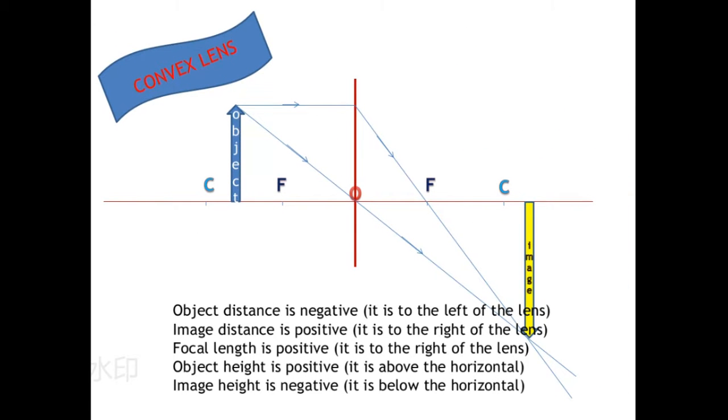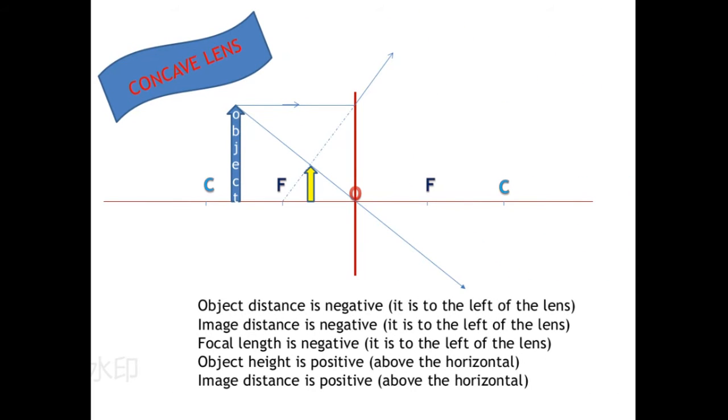So let's recapitulate. For convex lens, object distance is negative. Object distance is always negative because object is to the left of the lens. Image distance is positive if it is to the right of the lens, as in this case. Focal length is positive, it is to the right of the lens. Object height is positive, it is above the horizontal. Image height is negative, it is below the horizontal in case of inverted image.